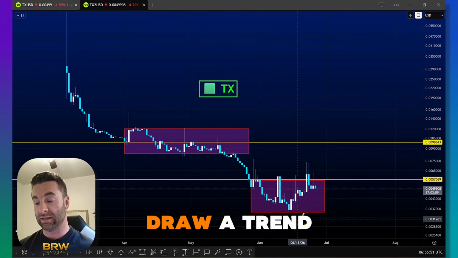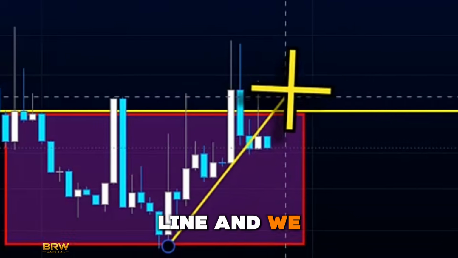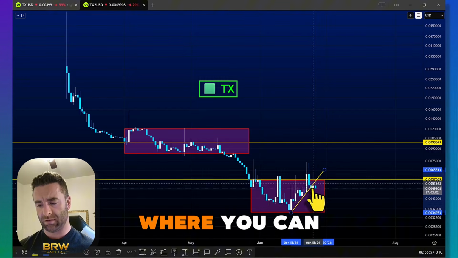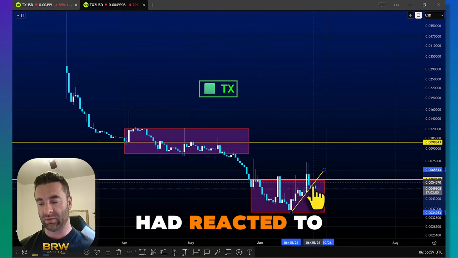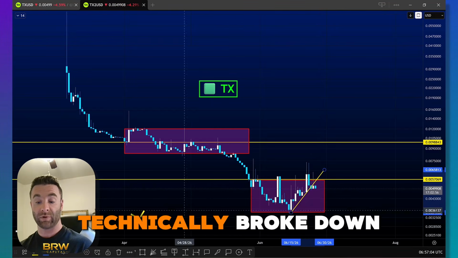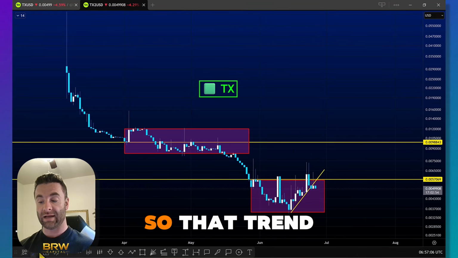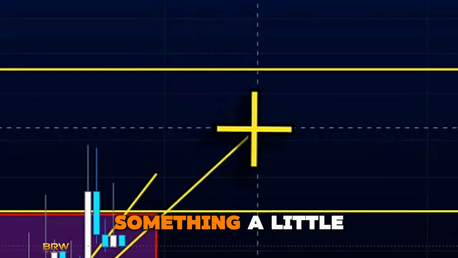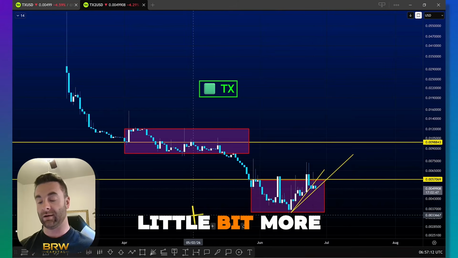We can also draw a trend line, and we can see, hey, how are we doing? Well, we have one little trend line where you can see this wick had reacted to it right there. And we haven't technically broke down. So that trend line may not be so valid. It may actually be creating something a little bit later like this, a little bit more flatter.